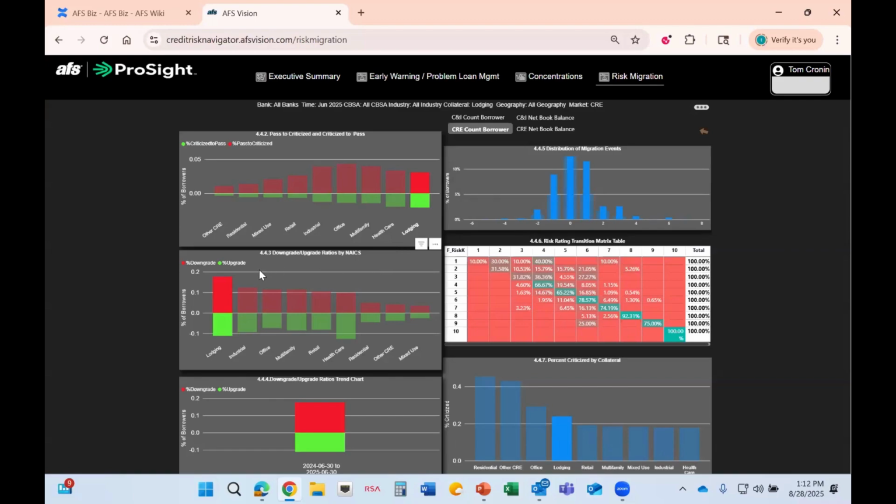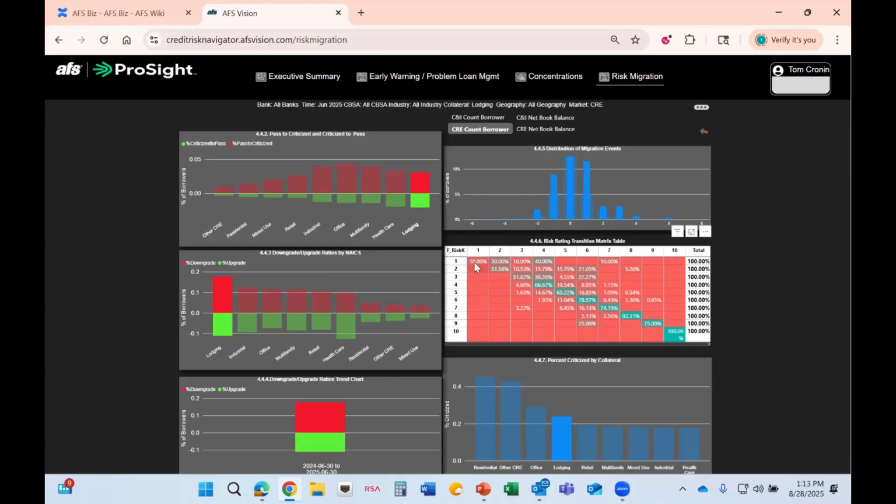But if you come down to the next one, look at downgrade, upgrade. You can see the downgrade is 18%, while the upgrade is only 11%. So much more activity here for lodging going down. If you come over to the matrix, it's even worse than what we saw at the high level.